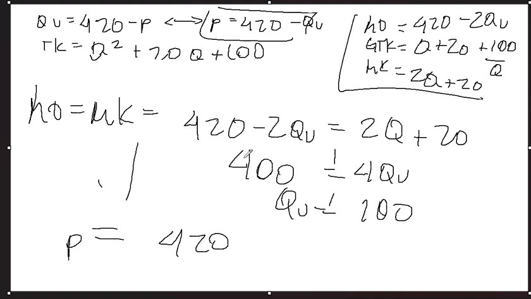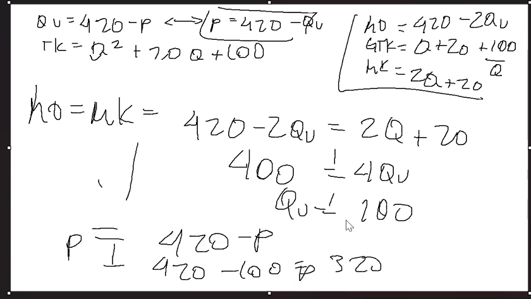The formula that you need to find the price is this, okay? So 420 minus P. We get it from the vraaglijn over here. And then we just fill it in with the hoeveelheid that we found for MOMK. So 420 minus 100, 320 is the price. Let me write it down.